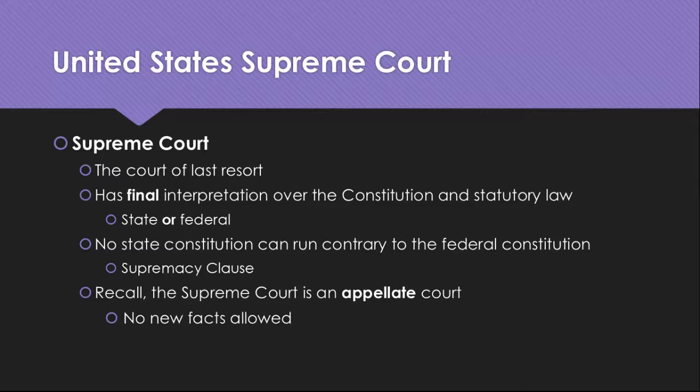And based on the Supremacy Clause of the United States, no state constitution can run contrary to the federal constitution because the federal constitution reigns supreme. So, for instance, if the state of Texas decided to put in an amendment allowing slavery to exist, because the Constitution of the United States prohibits that kind of discrimination and discriminatory practices, it would be unconstitutional for the Texas Constitution to re-implement that.